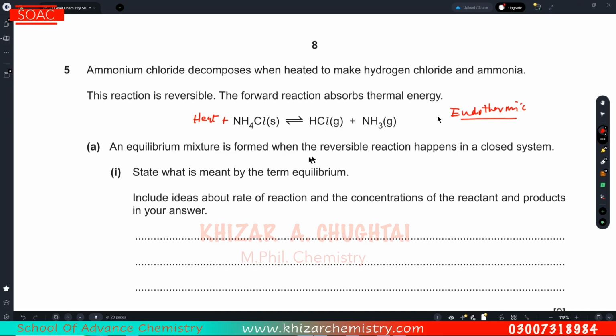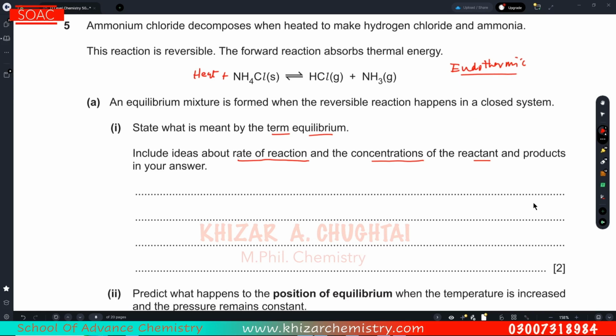An equilibrium mixture is formed when a reversible reaction happens in a closed system. State what is meant by the term equilibrium. Include the idea about rate of the reaction and concentration of the reactants and the products in your answer. Marks for the question is equal to 2. So I'm going to write basically the basic definition of equilibrium.